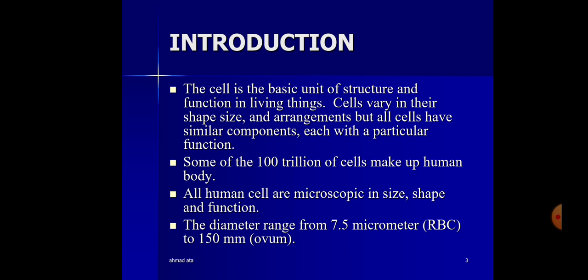Humans are made up of trillions of cells, roughly around 100 trillion cells. You can imagine how many billions, or rather, how many millions, or rather, how many thousands of cells those are. These cells are normally microscopic. Some of the largest cells are red blood cells, and we also have others which are very tiny.